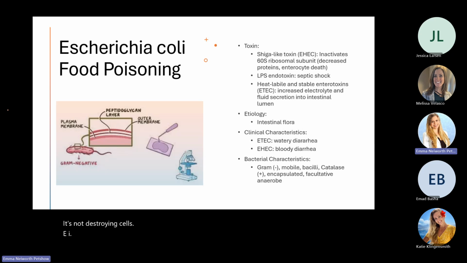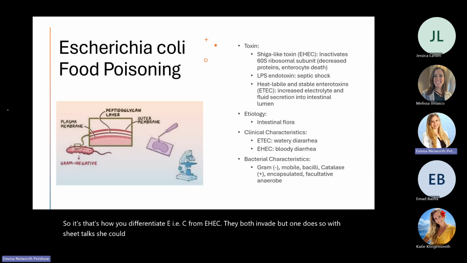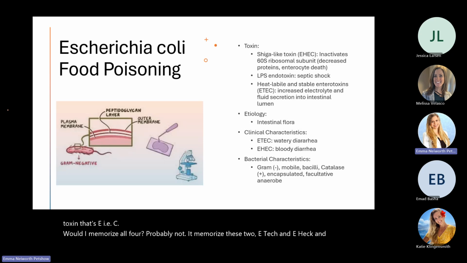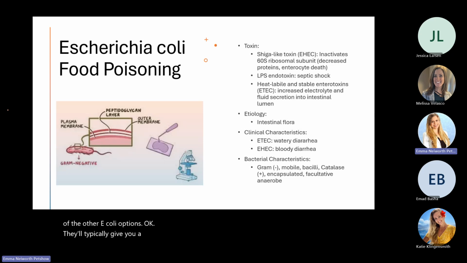EIEC is also invasive. It's dysentery-like illness, but there's no Shiga toxin. So that's how you differentiate EIEC from EHEC. They both invade, but one does so with Shiga-like toxin, that's EHEC. The other just invades, but does not use Shiga-like toxin, that's EIEC. Would I memorize all four? Probably not. I'd memorize these two, ETEC and EHEC, and then I'd try to be able to work my way out of being pulled away for an answer choice for any of the other E. coli options. They'll typically give you a mechanistic clue rather than naming the strain outright for your answer choices.